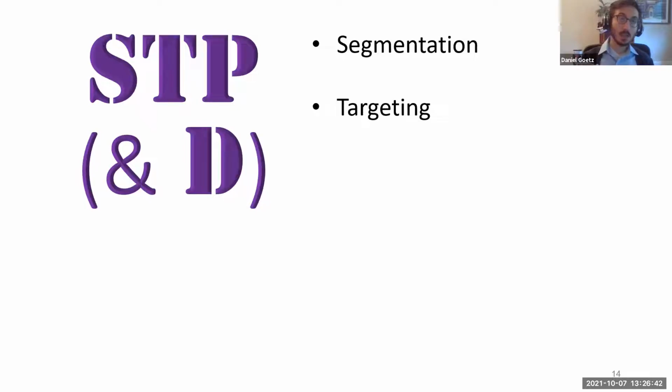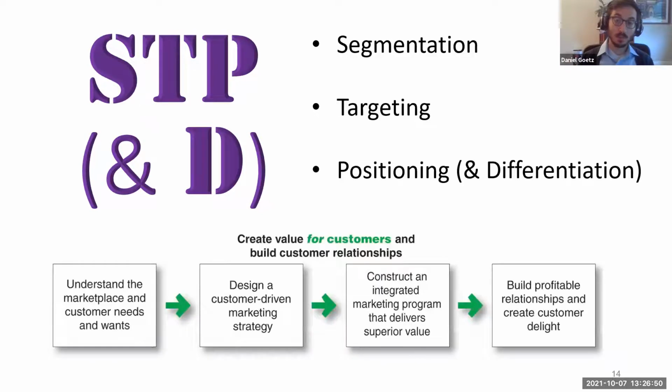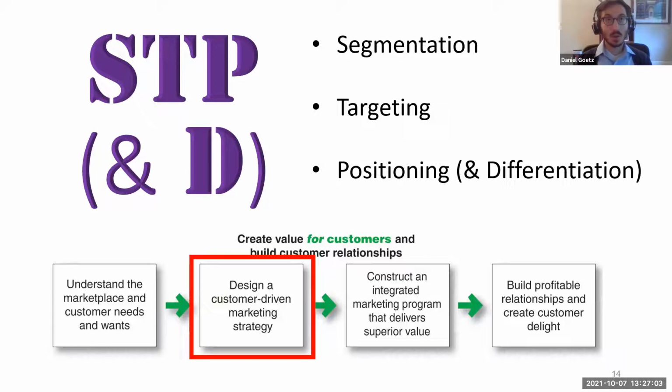the segmentation of customers into different groups is part of a larger process. It's part of segmentation, targeting, positioning, and differentiation. So in terms of our overall marketing process, we're around here, design a customer-driven marketing strategy. When many marketing managers describe a marketing strategy, segmentation, targeting, and positioning is what they're talking about, okay?